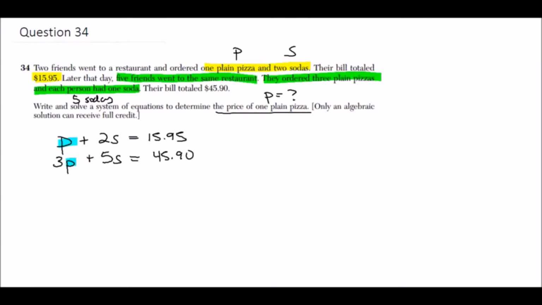So we have 2 equations with 2 unknowns, and we have to solve this as a system. And there's a couple of different ways to do this. We could do this using elimination by addition or substitution. Let's first do the elimination by addition method.